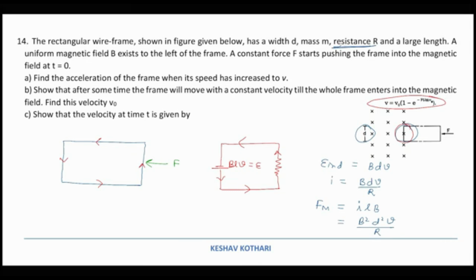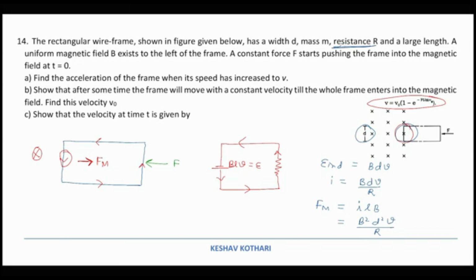So the magnetic force is calculated as B²D²V upon R. Now the direction of magnetic force can be calculated using Fleming's left hand rule. If we consider this wire, the direction of current is this, the magnetic field is directed into the plane of paper, and the magnetic force is observed in this direction. So the magnetic force is opposing the applied force.